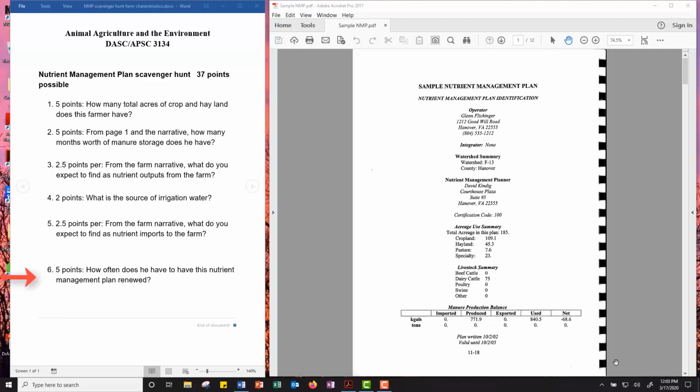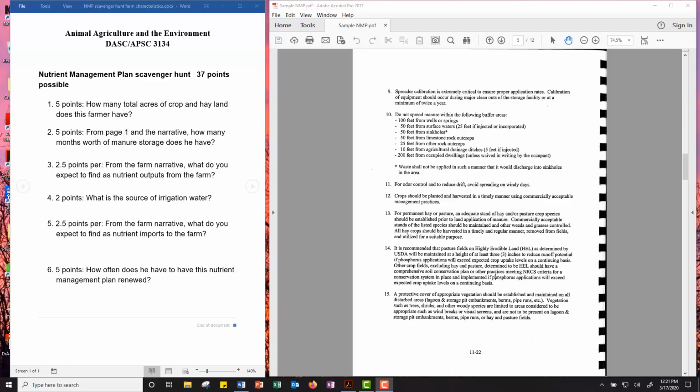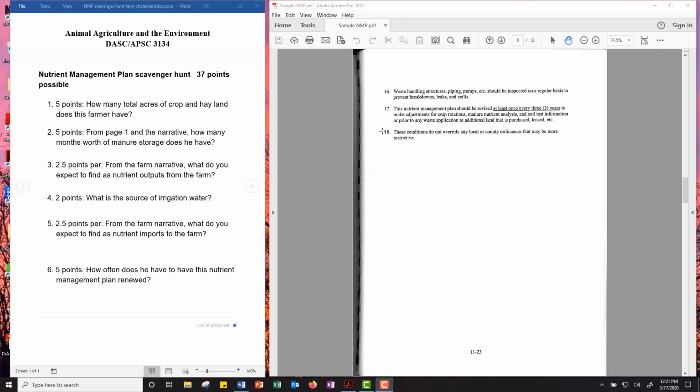The final question is pretty straightforward. How often does he have to have this nutrient management plan renewed? We will read down through. I didn't see anything about renewal here. I'll keep going. Soil nitrate, manure samples, manure application, spreader calibration. So here are just general recommendations. And then you keep going, and it says the nutrient management plan should be revised at least once every 3 years to make adjustments for crop rotations, manure nutrient analysis, and soil test information. That's pretty standard that a nutrient management plan is written for a 3-year window of time. And so 3 years is the answer to that final question.